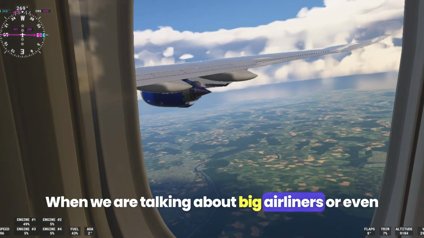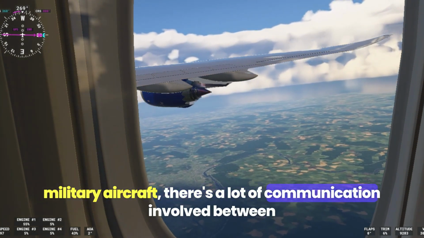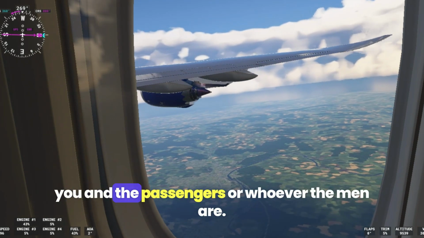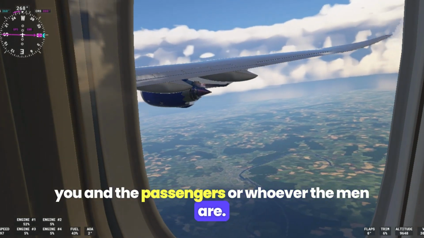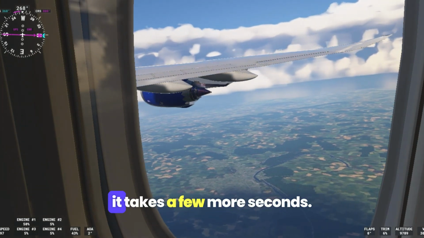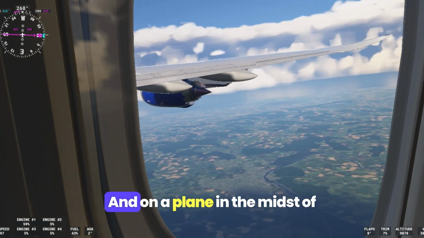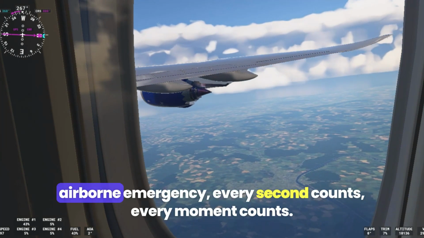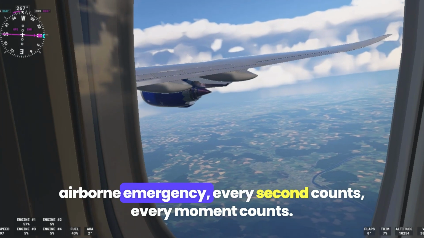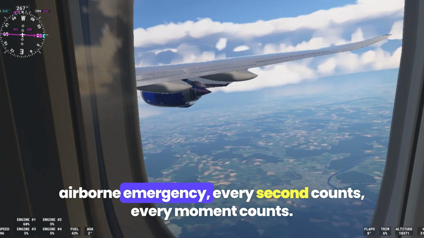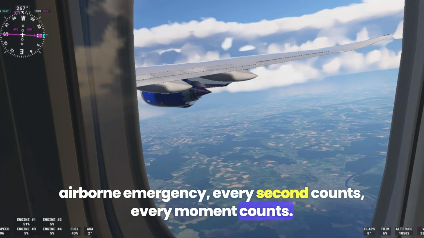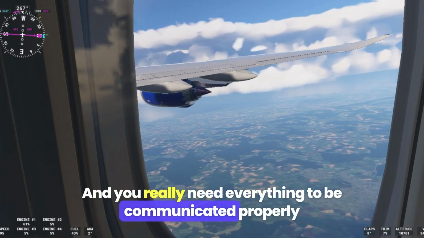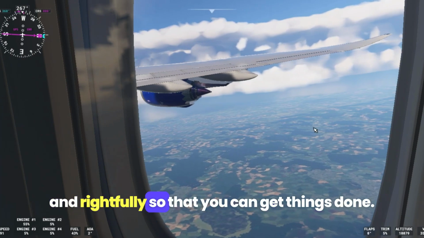When we are talking about big airliners or even military aircraft, there's a lot of communication involved between you and the cabin crew, or you and ATC, or you and the passengers. If you are flying a military craft, it takes a few more seconds, and in the midst of an airborne emergency, every second counts, every moment counts, and you really need everything to be communicated properly so that you can get things done.